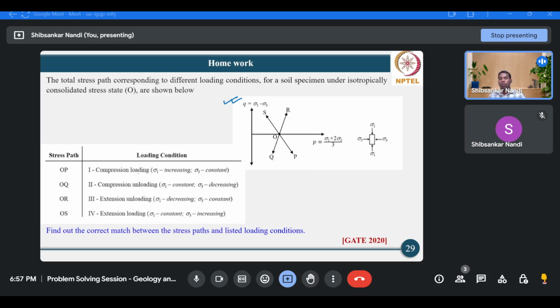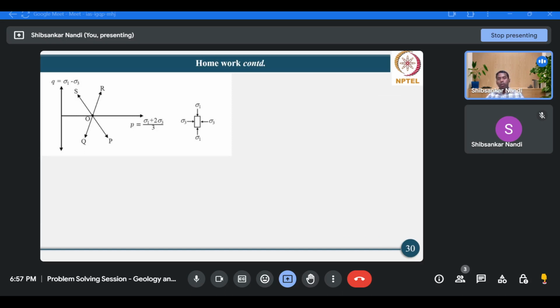The first one is compression loading, sigma 1 increasing, sigma 3 constant. The second loading condition is compression unloading, sigma 1 constant, sigma 3 decreasing. The third one is extension unloading, sigma 1 is decreasing and sigma 3 is constant. And the final one is extension loading, that is sigma 1 is constant and sigma 3 is increasing. Now what we have to do is establish a correct match between the stress paths and the listed loading conditions. Before answering this question, we have to have a clear understanding of stress path.